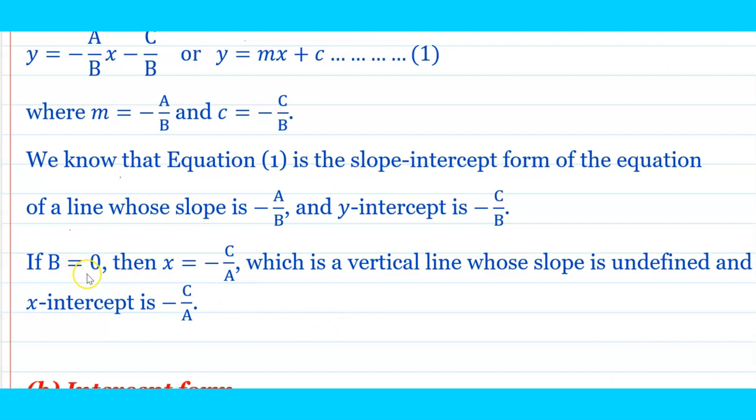If b is equal to 0, then what will you get? You will get x is equal to minus c upon a, which is a vertical line whose slope is not defined. That we have learned in the first exercise: when x is equal to a, that line is parallel to the y-axis, and whenever the line is parallel to the y-axis, its slope is not defined. But we have its x-intercept, it is minus c upon a.